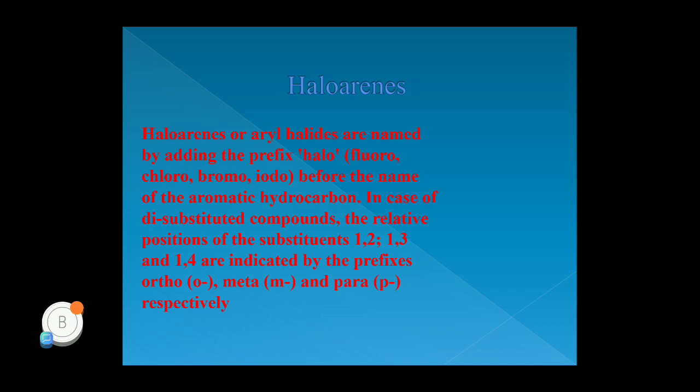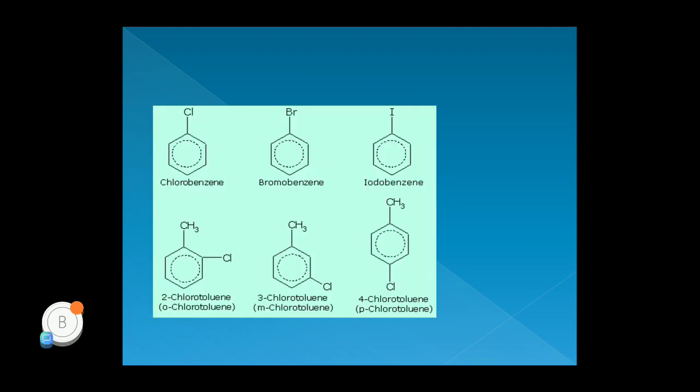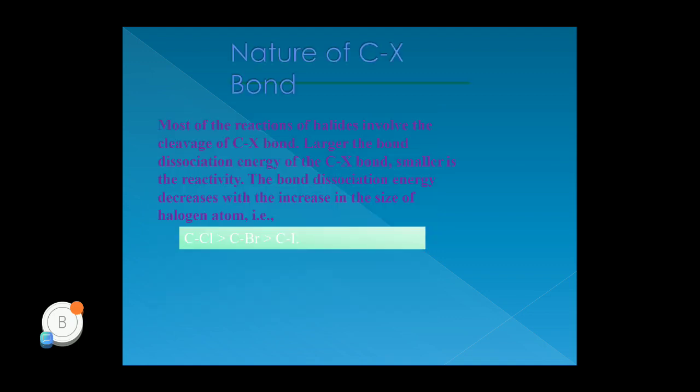When we see the benzene ring, the first is the functional group, and with reference to that, if we substitute another functional group, we give the position ortho, meta, para. There is some fixed rule about which substituent will go on a particular position. First is chlorobenzene, bromobenzene, iodobenzene, 2-chlorotoluene, 3-chlorotoluene and 4-chlorotoluene.